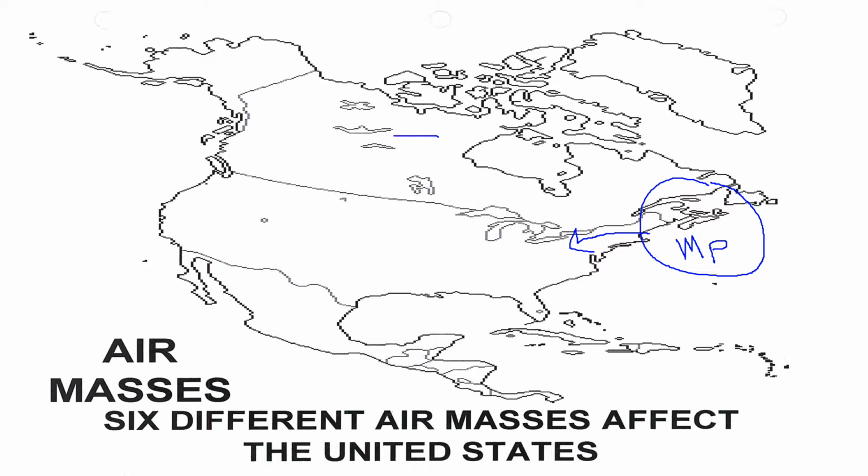There's one in the middle of the country. A lot of times when we get our colder weather, we're getting it from Canada, and since this is a drier but colder air mass, we call that a continental polar air mass.